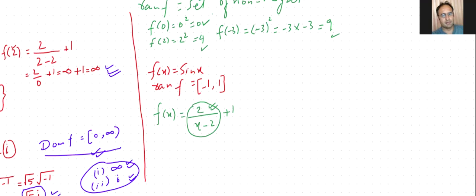But any number which is added to 1 will always produce a real number. So this whole value can never be equal to 1. Why is this not equal to 1? Because 2 over x minus 2 is never 0. So if 2 over x minus 2 is never 0, then f of x, equal to 2 over x minus 2 plus 1, is never equal to 1. So what is the range of this function? The range of the function is the set of all real numbers minus 1. We can exclude 1 from the range of this function.